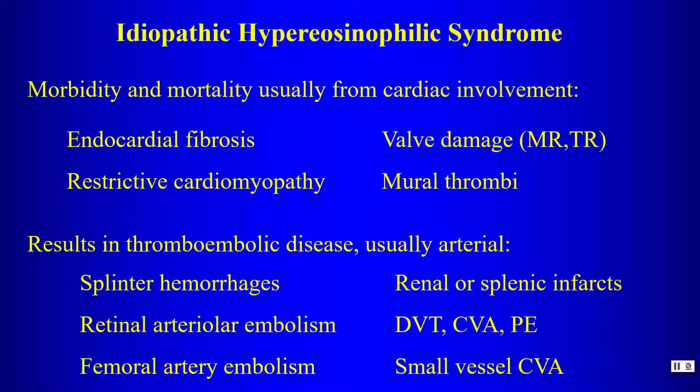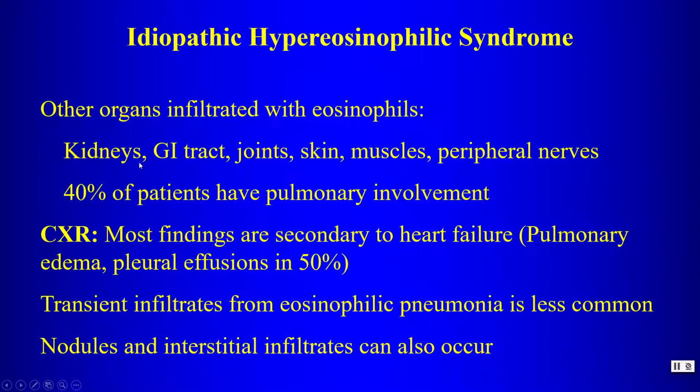These patients can develop endocardial fibrosis and restrictive cardiomyopathy, so-called Loeffler's endocarditis, which is any type of cardiomyopathy associated with abnormality in eosinophils. They can develop mural thrombi also, and they can also develop thromboembolic disease, as I've outlined there. So many organs can be infiltrated with eosinophils. As we've seen here, most of the findings can be secondary to heart failure, such as pulmonary edema and pleural effusions, and the infiltrates from eosinophilic pneumonia are less common.